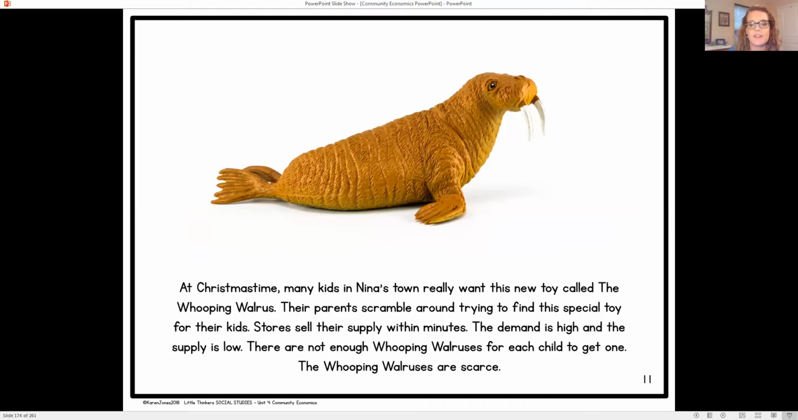Whooping. That's our sound spelling this week. Their parents scramble around trying to find this special toy for their kids. Stores sell their supply within minutes. The demand is high and the supply is low. There are not enough whooping walruses for each child to get one. The whooping walruses are scarce.